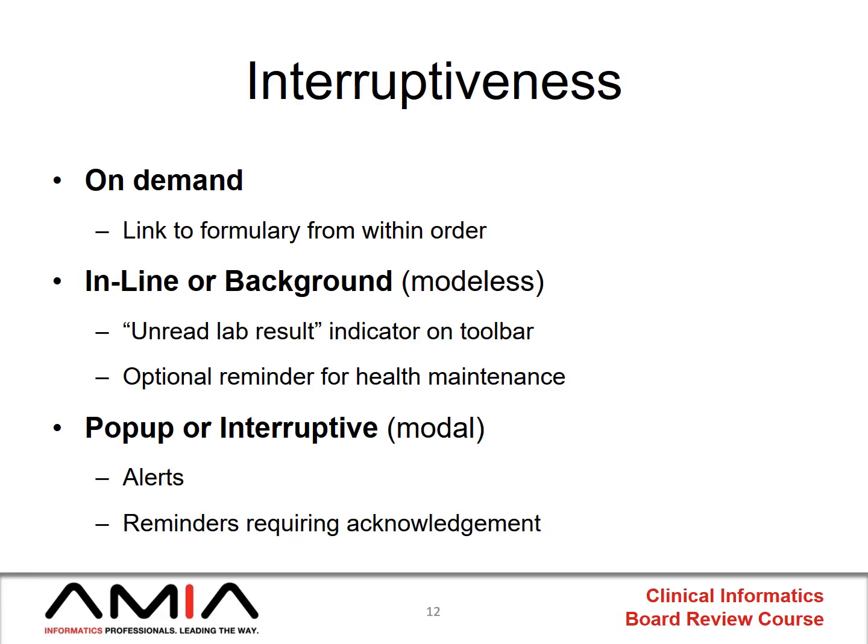In contrast, a modal alert forces the user to change their mode of interaction. In other words, I cannot interact with the screen in the background because there's a screen in the foreground, typically a pop-up alert or some sort of interruptive dialogue that requires my attention, and I either have to dismiss it or acknowledge it in order to get it to go away. So those are called modal alerts.